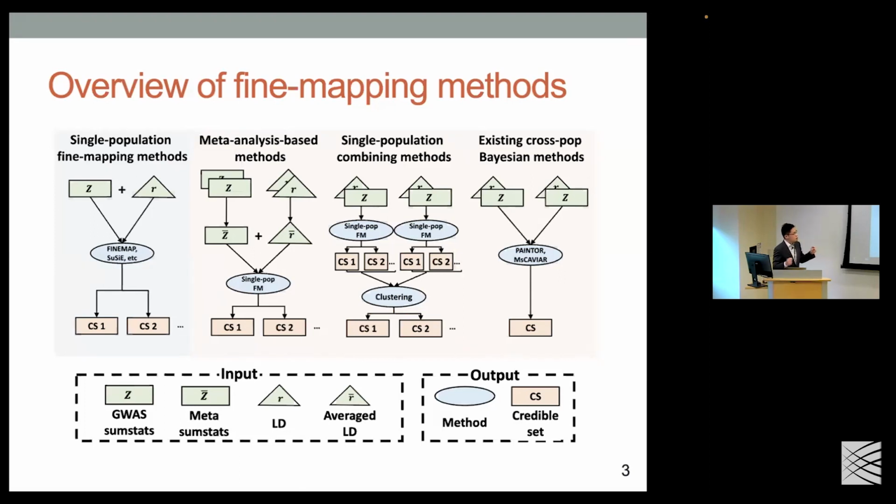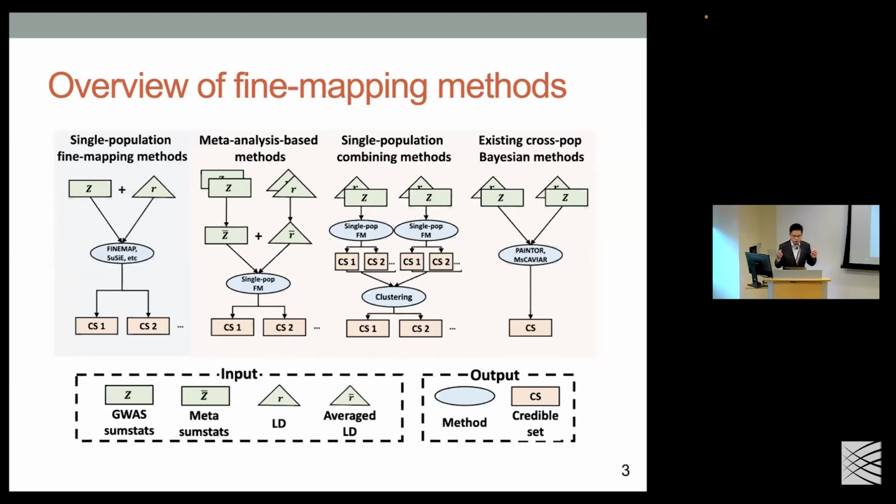The first one is quite intuitive and straightforward: the meta-analysis based method. People do meta-analysis before fine-mapping, which makes the data look like a single population. For the LD, it's hard to get an average, so people maybe use sample-size weighting to average the LD, or the correlations among different variants.